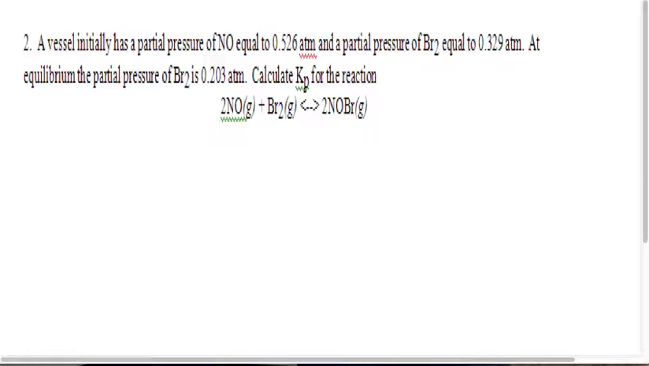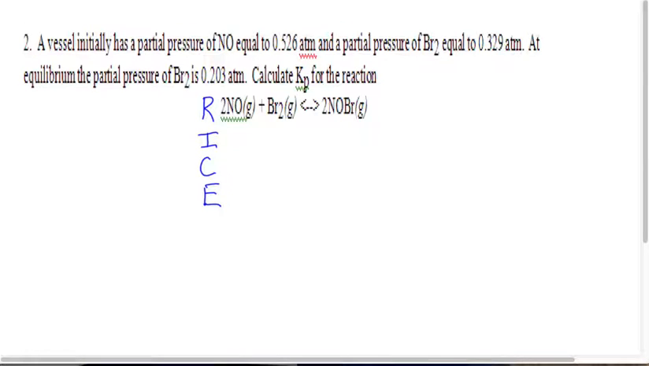A vessel initially has a partial pressure of NO equal to 0.526 atmospheres and a partial pressure of Br2 equal to 0.329 atmospheres. At equilibrium, the partial pressure of Br2 is 0.203. Calculate Kp. Since I got my reaction kind of separated, I'm just going to do the RICE table off of this.